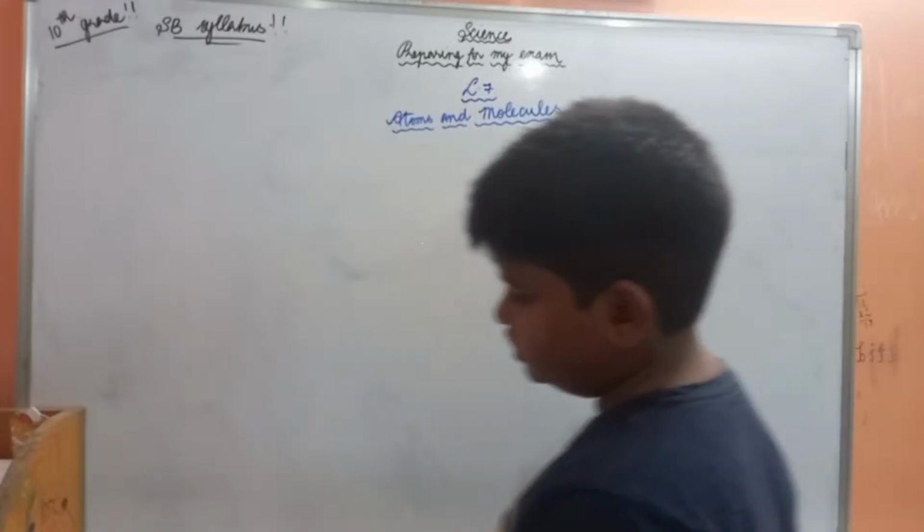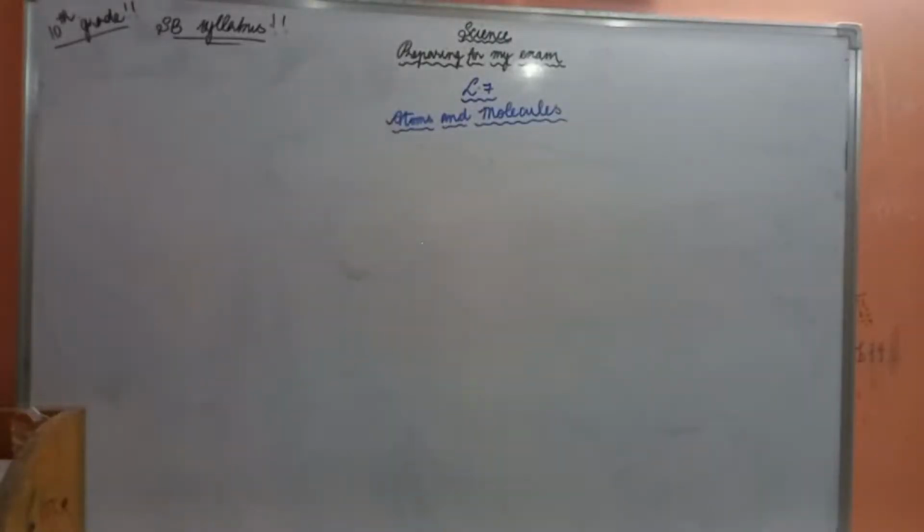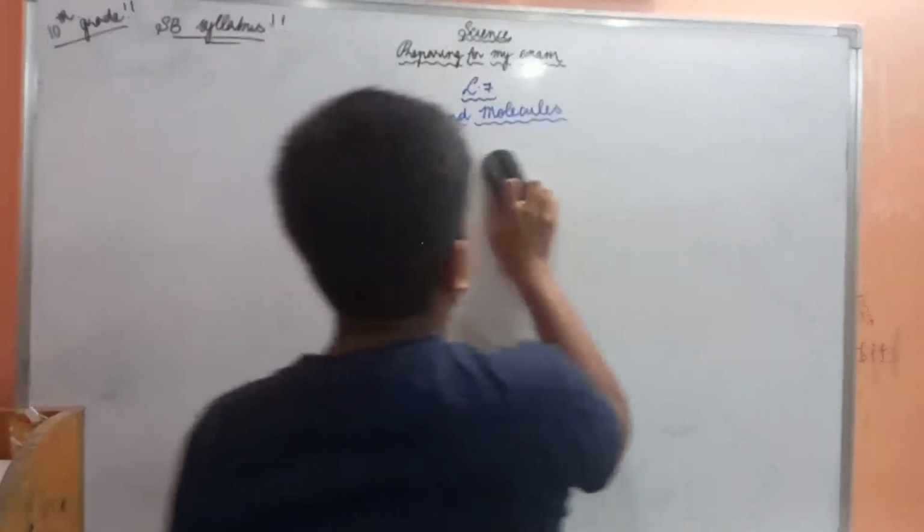Okay, after the short answers, we will go on to study. Next, they'll ask about atomicity, so it's kind of easy. Then they'll definitely ask: give any 2 examples of heterodiatomic molecules.